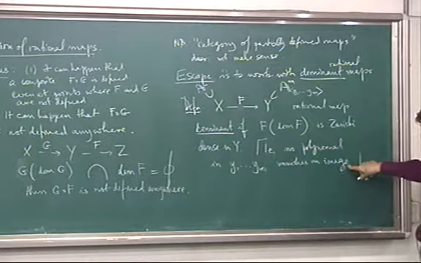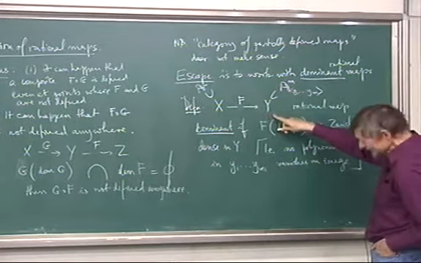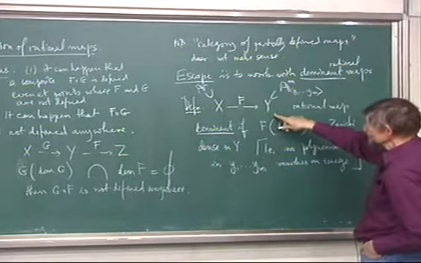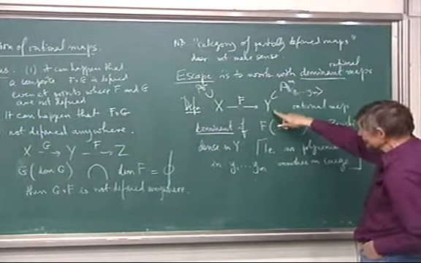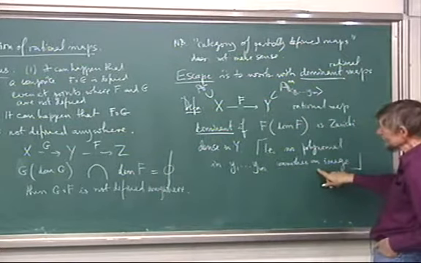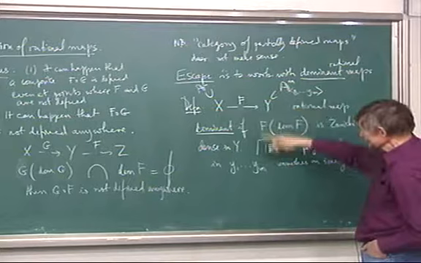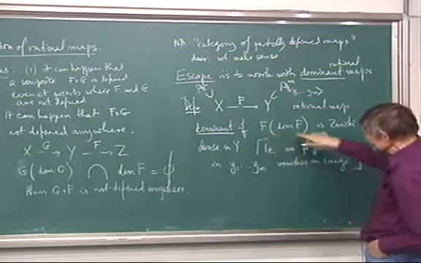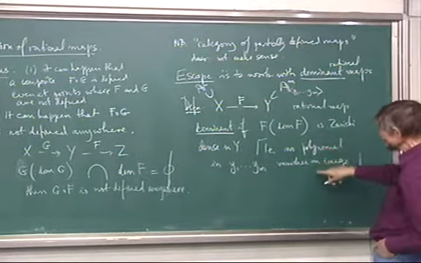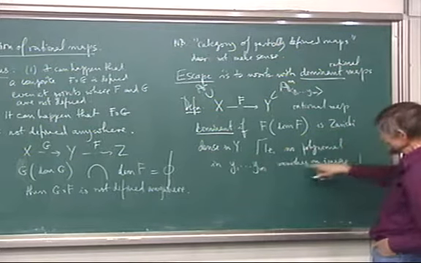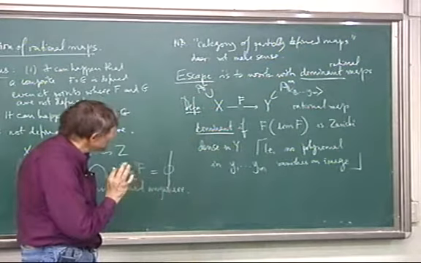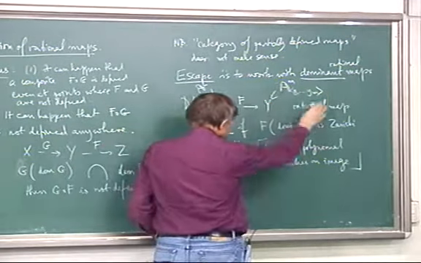So this is what Zariski dense means. I've got a subset in Y, and I'm working with the Zariski topology in Y. The closed sets in Y are defined by the vanishing of polynomials. So any closed set in Y is defined by some polynomials vanishing. What I'm saying is that I want this image not to be contained in the locus of vanishing of any polynomials.